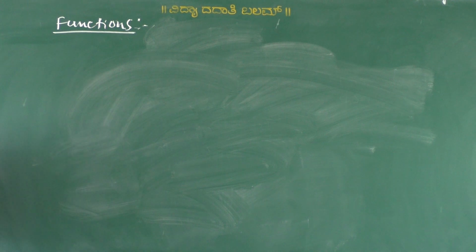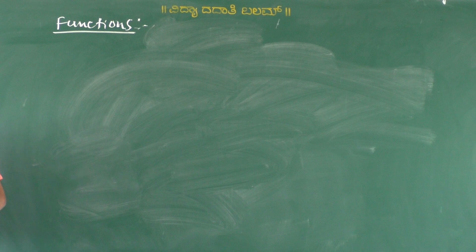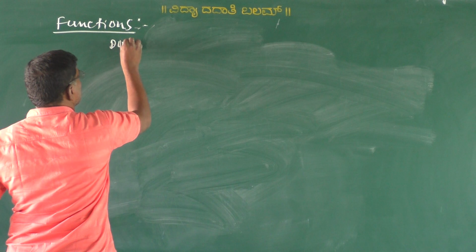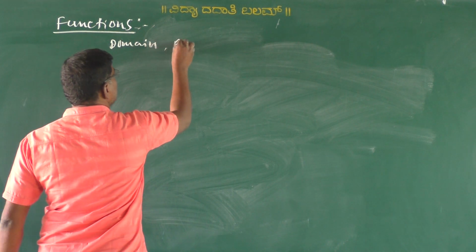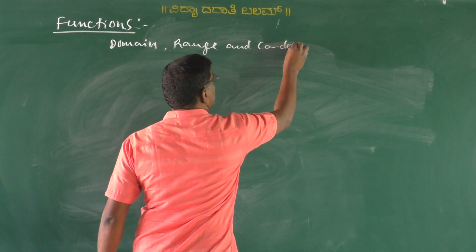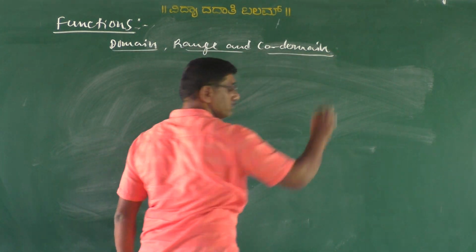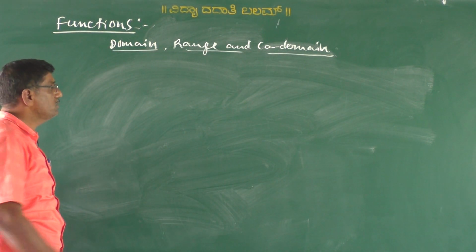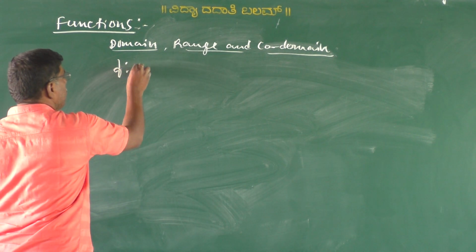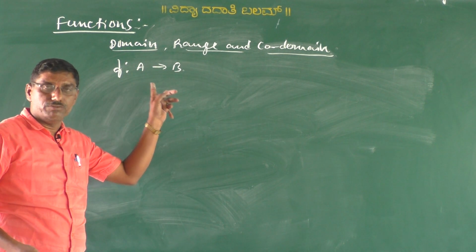Elements of a function. That is the domain, range and codomain of a function. Now see here, any function can be represented as f from A to B. This is a function.